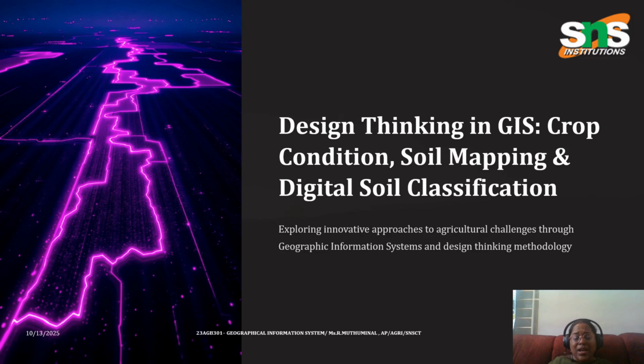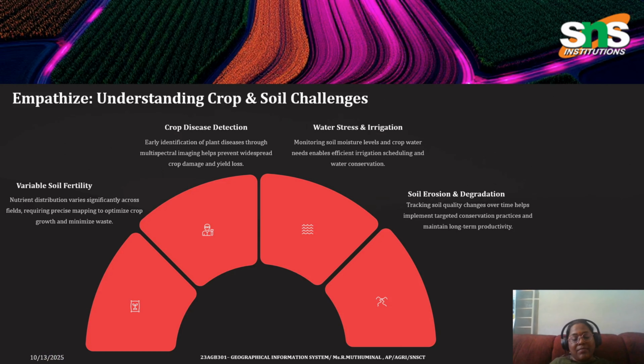Today we'll use our design thinking approach in GIS for the application of identifying the crop condition, soil mapping and digital soil classification. Here we are going to explore innovative approaches that will help us to identify the agricultural challenges through geographical information system and design thinking methodology.